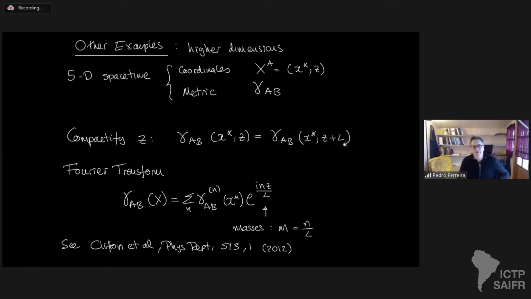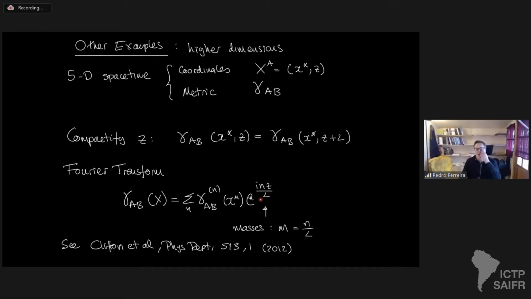And on this, so if we live on this compact extra dimension, we can then do the following thing. We can do a Fourier transform, and we get a Fourier series of this metric if we Fourier transform on Z, and we have the frequencies, and the frequencies are given by n over L, okay?